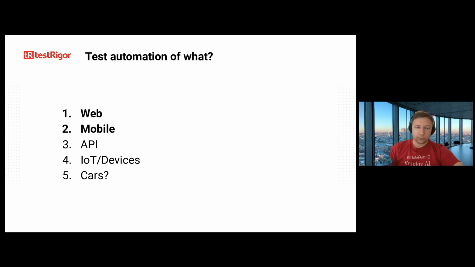Okay, so first of all, what kind of automation are we going to talk about? There are a lot of different types of automation. Today we will be talking about web and mobile automation. There is also API automation. It's a little bit different. There are IoT devices, which are a little bit different, and cars is completely something else. So we're not talking about the last three. We will be talking about automation for web applications and mobile applications.